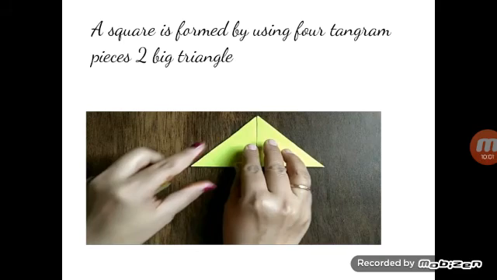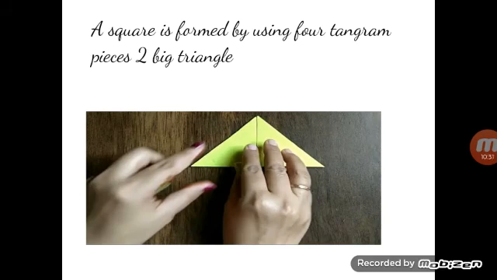2 big triangles. How can we make a square? By using 4 tangram pieces, 2 big triangles. Now these are the tangram pieces we have cut. From that we are going to make a square. What pieces have you cut? No, 7 pieces you got, children. Now you have to make a tangram. With that you have to make a square. The 7 pieces of tangram which you have cut, from that you have to make a square.